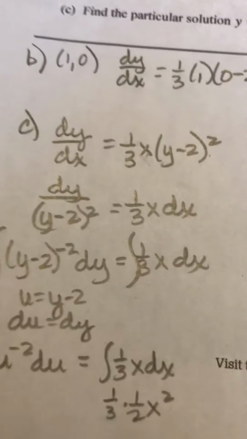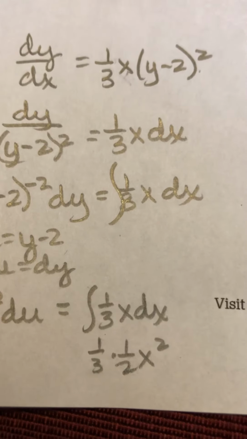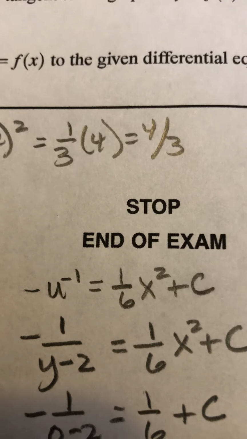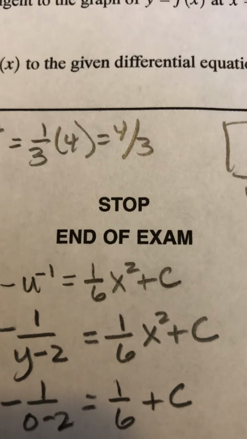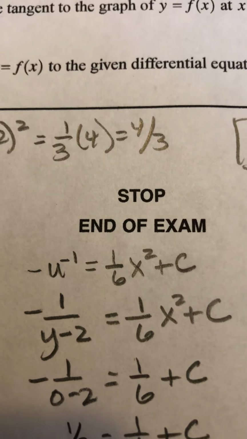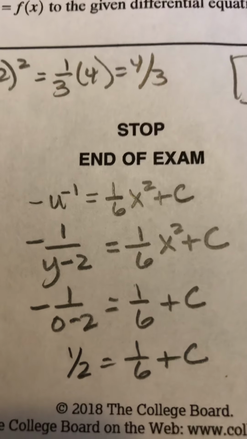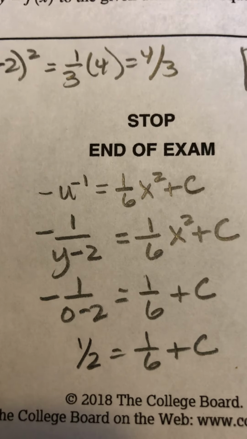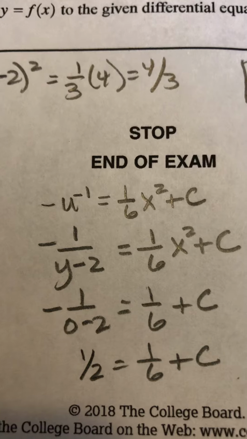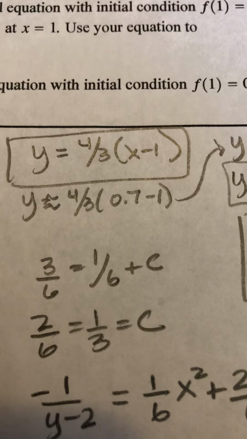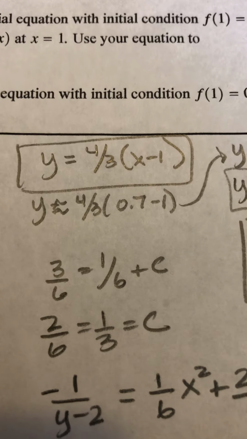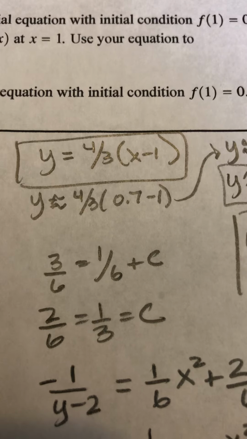When we integrate 1/3 x dx, we get 1/3 times 1/2 x squared. When we integrate u to the negative 2 du, add 1, we get u to the negative 1 divided by negative 1, or negative u to the negative 1 equals 1/6 x squared plus c. Don't forget the plus c. Sub your y minus 2 back in, and now solve for c. So when x is 1 and y is 0, we get 1/2 equals 1/6 plus c. Using a little arithmetic, 3/6 equals 1/6 plus c. So 2/6 or 1/3 equals c.